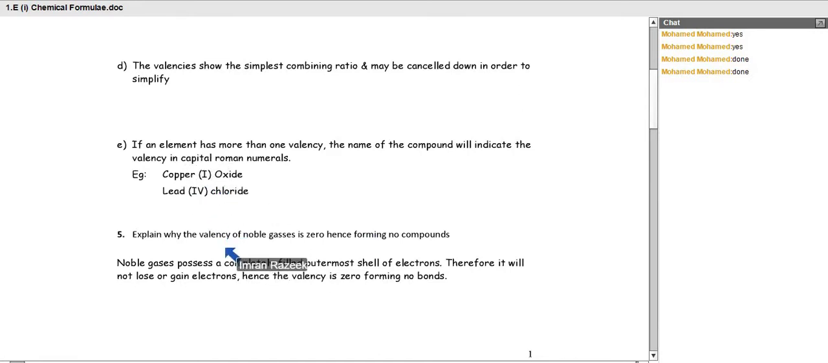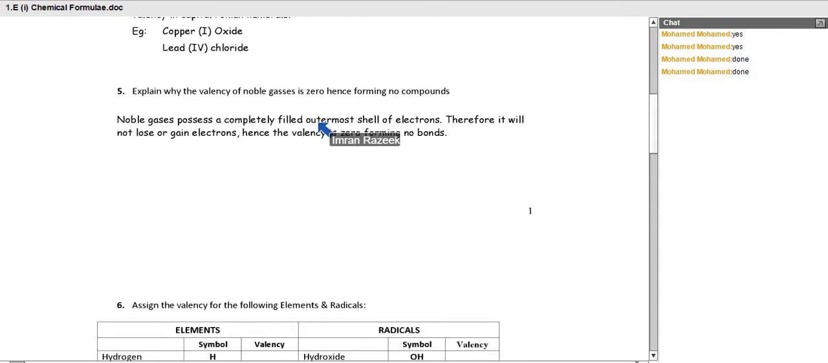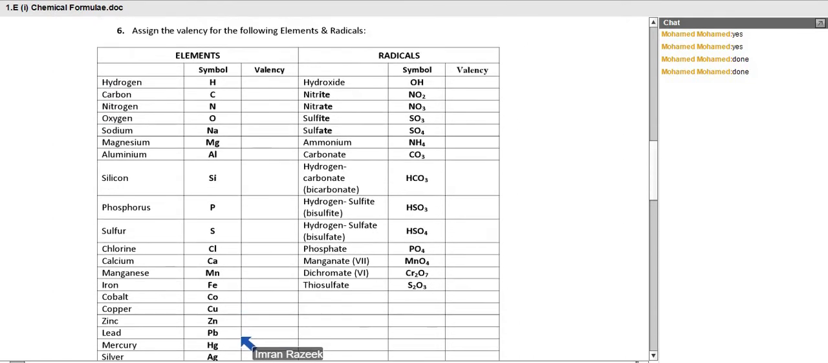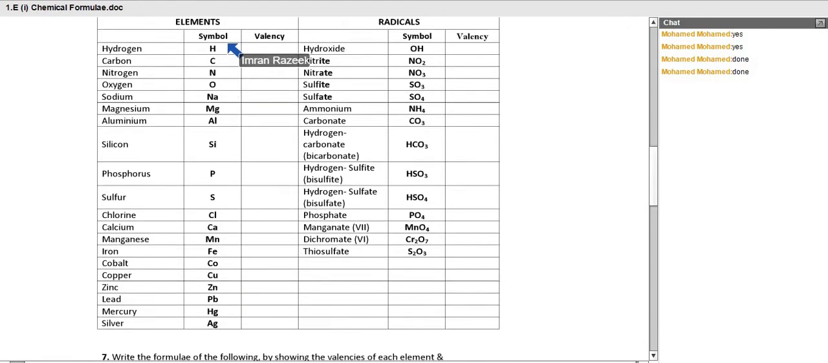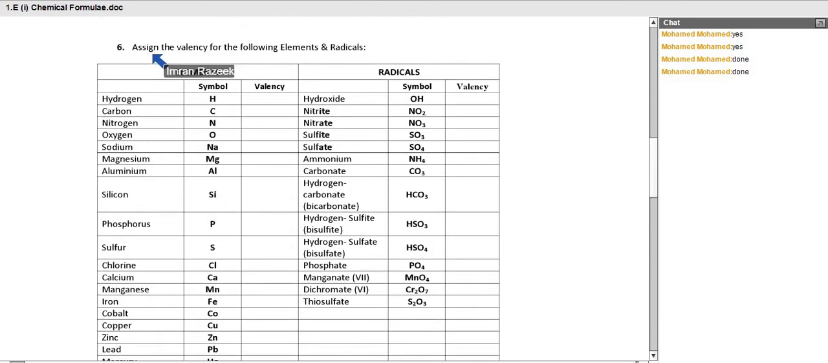So why are noble gases forming no compounds? Because as I explained, they are stable because they have completely filled shells of electrons. Let us see the valency of these elements. Elements which show multivalency, you are not supposed to memorize the valency. So hydrogen has one electron. So there are two valencies for hydrogen. Hydrogen can lose that electron and form plus one. That's known as the hydrogen ion. Or it can gain an electron and form minus one valency to make it two, because hydrogen has only one energy level, so it can lose electrons or gain electrons. So it can form hydrogen ion or hydride ion.